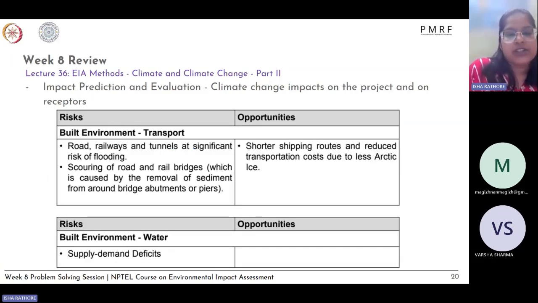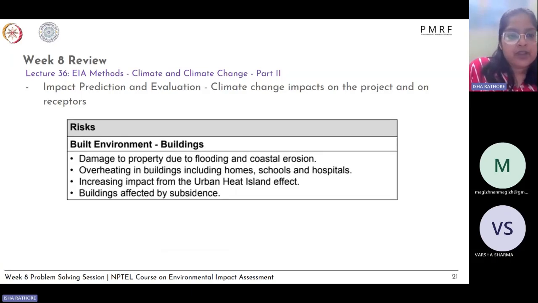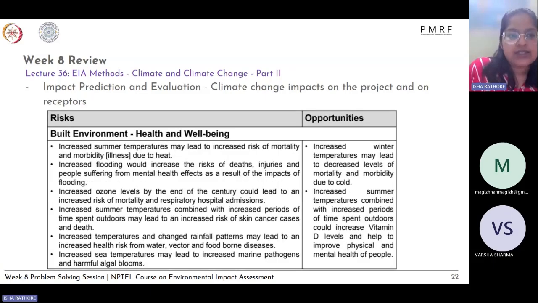Similarly, for your transport sector, you have roads, railways, and tunnels at significant risk of flooding. But the opportunity here is shorter shipping routes and reduced transportation costs due to less Arctic ice. Because the ice is melting, shipping routes and transportation costs are getting reduced in that transport sector. So that is an opportunity. Similarly, different sectors have different risks and opportunities which you can look up. Buildings also have similar things, and the built environment, health and well-being. So you can go through the lecture unit for these figures and this analysis.